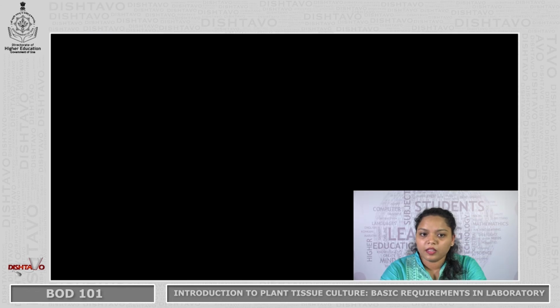Next is a microscope. This is used to observe cells in suspension culture. There are various microscopes which are used: simple, compound, inverted, electronic, etc. These are used to see something which cannot be seen under the naked eye.